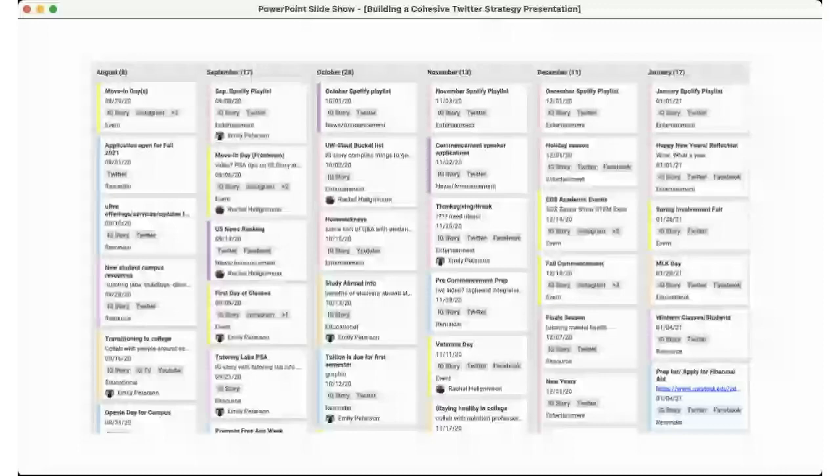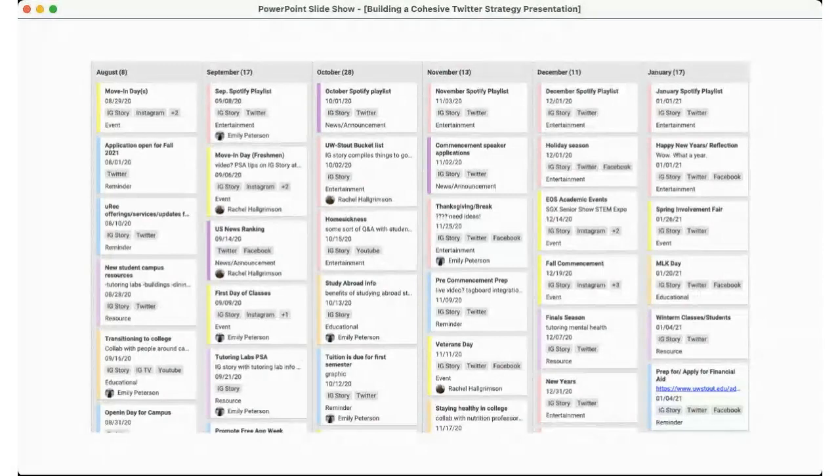But essentially each list is a month, and within that month are cards or tickets that are categorized by color depending on the category of the topic or the content. So like that first one, we have Move-In Day, that's an event. The one below that is a reminder. Two below that is a resource. The one below that is educational.